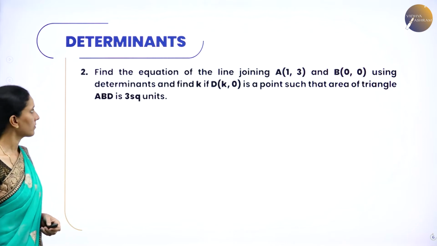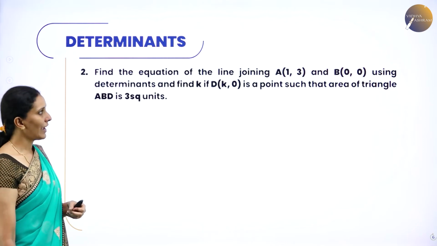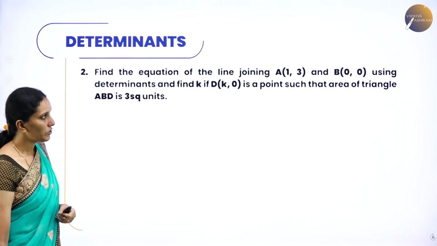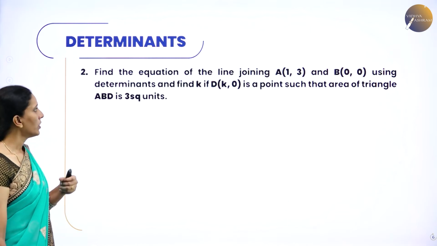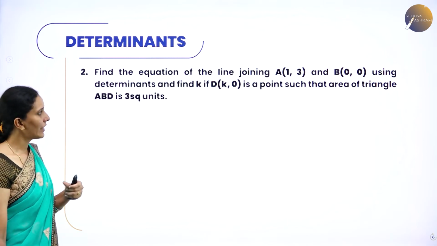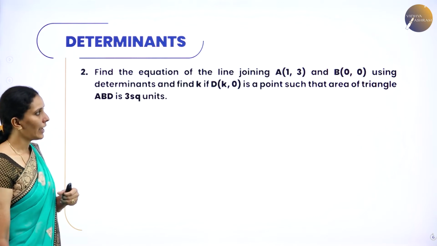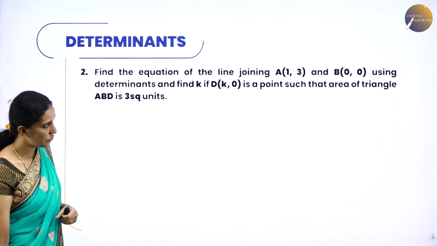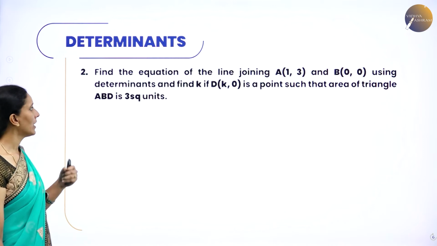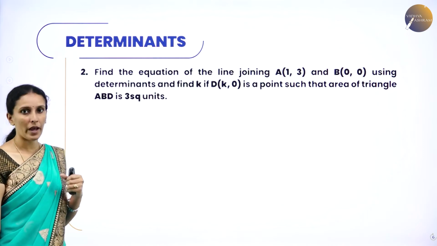Next, find the equation of the line joining A(1, 3) and B(0, 0) using determinants, and find k if D(k, 0) is a point such that the area of triangle ABD is 3 square units.